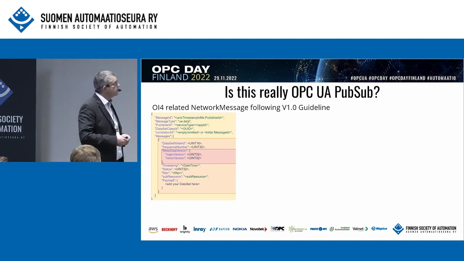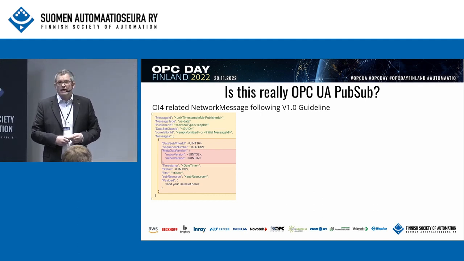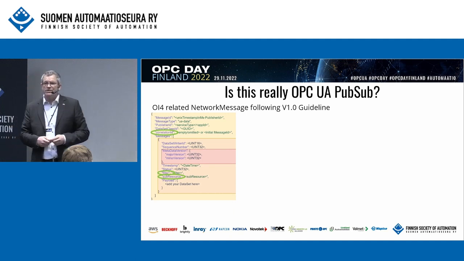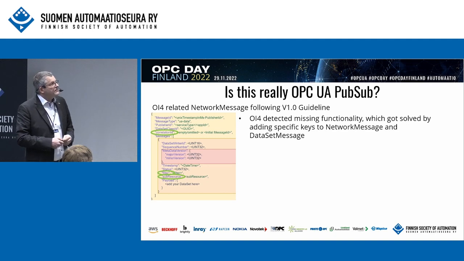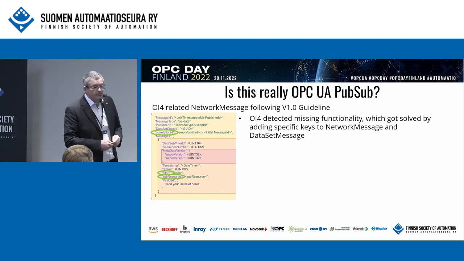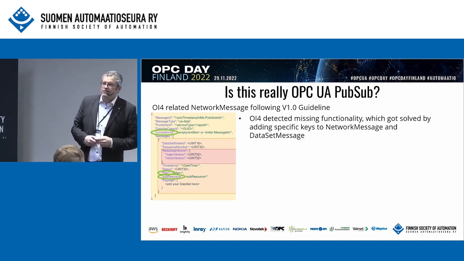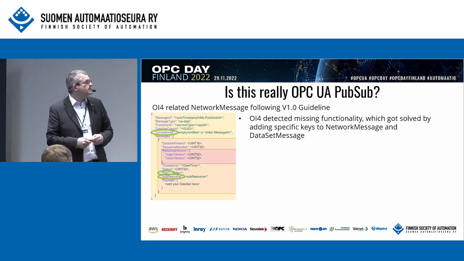This is an original screenshot from the guideline version 1.0. It's more than a year old, and in this you see some funny keys which are not mentioned in part 14. So the OI4 detected missing functionalities, and we had to solve problems. So we said, okay, seems not to be solved, so we have to solve it by ourselves. We add keys for our use cases.